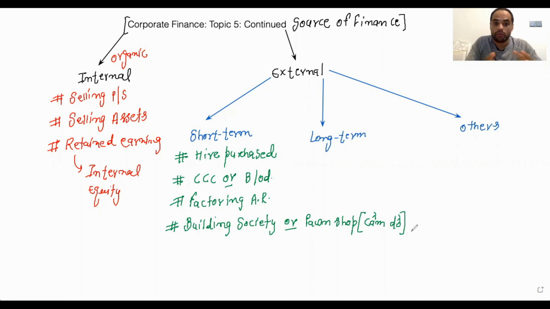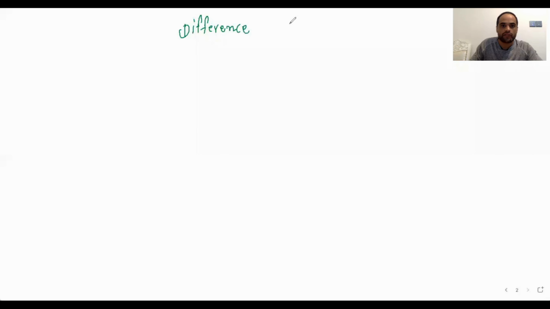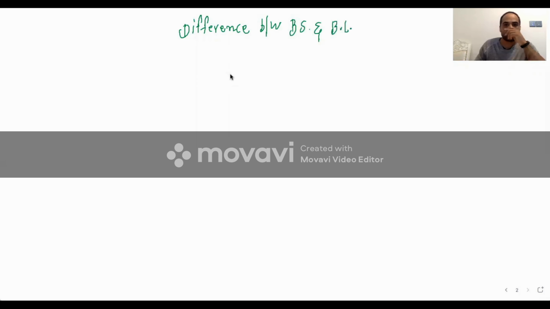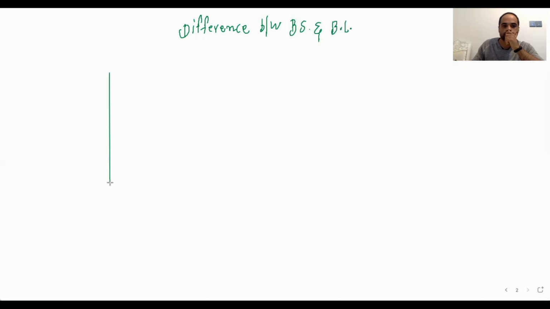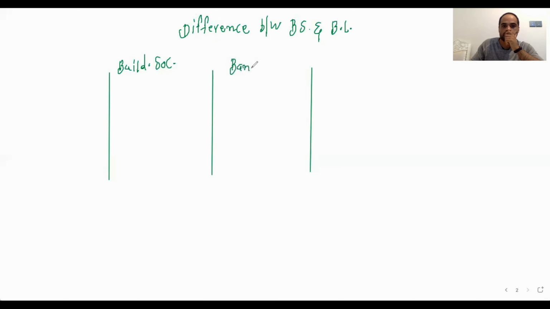All right, borrow money from building societies and borrow money from banks. So let's discuss the difference. So here, difference between building societies and bank loan. Right, so we are borrowing money from a bank or building societies. So that's building society and that's bank loan.